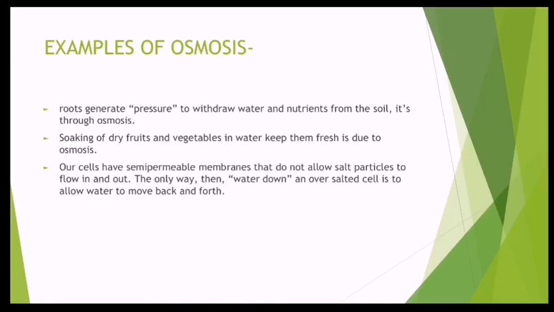Examples of osmosis. All of you studied these examples earlier also. Roots generate pressure to withdraw water and nutrients from the soil through osmosis. Soaking fruits and vegetables in water keeps them fresh. Our cells have a semi-permeable membrane that does not allow salt particles to flow in and out, so the only way is to allow water to move back and forth.